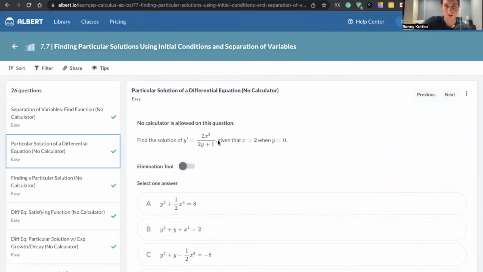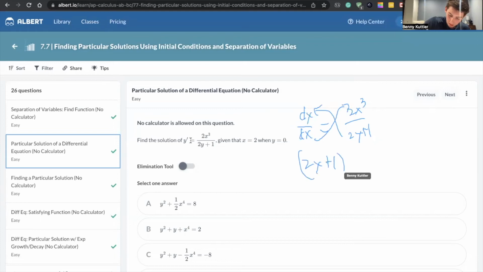So y prime equals this, given some initial conditions. Okay, so we notice we're given y prime this time instead of dy dx, but they're really the same thing. You just have to rewrite it. So we have dy dx, because that's what y prime means when it's with x and y, equals 2x cubed over 2y plus 1. Now, if we get both variables on the same side, we move this up here, we get 2y plus 1 dy equals 2x cubed dx. Now we can integrate, which is what we want.